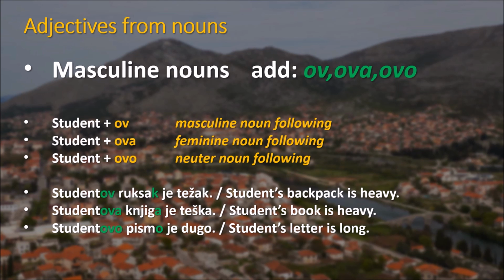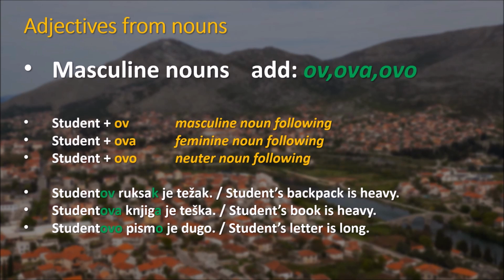The second example. Studentova knjiga je teška. Once again, studentova knjiga je teška. Here we have knjiga. Knjiga is a book. Book in Bosnian is a feminine noun, so knjiga, it ends on a. So that's why we need to use studentova, because it needs to match. Studentova knjiga je teška. The student's book is difficult or it's heavy, depending on the context.